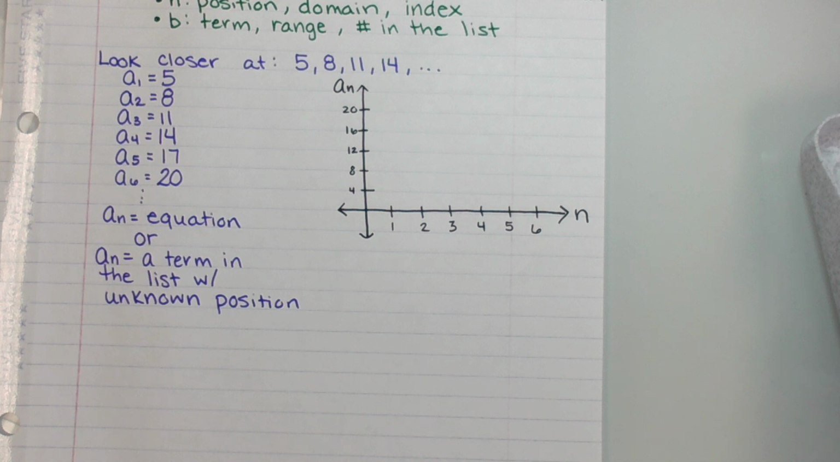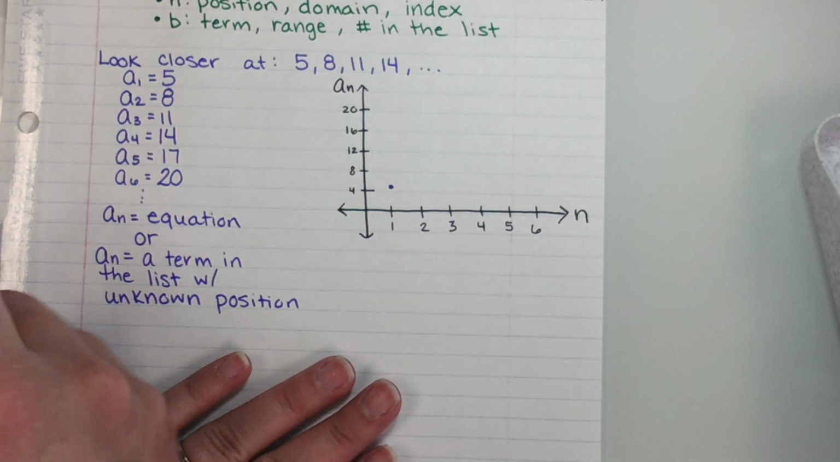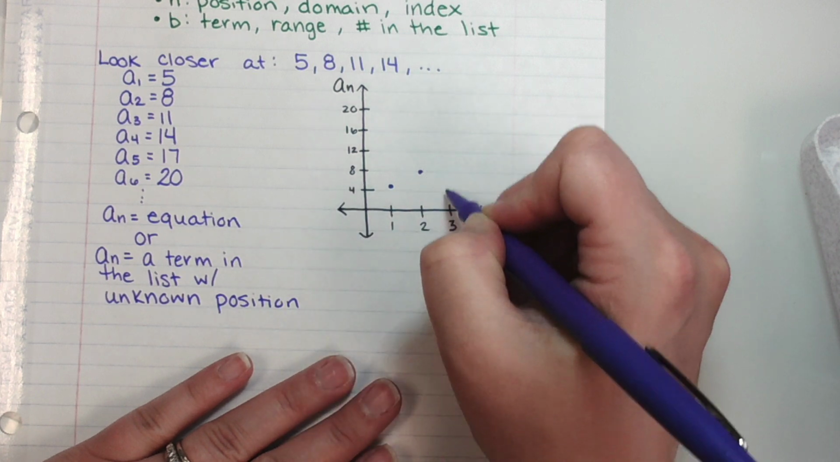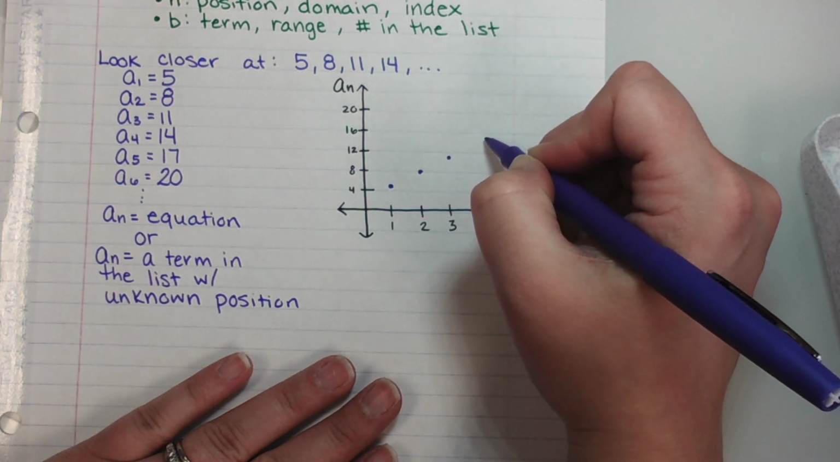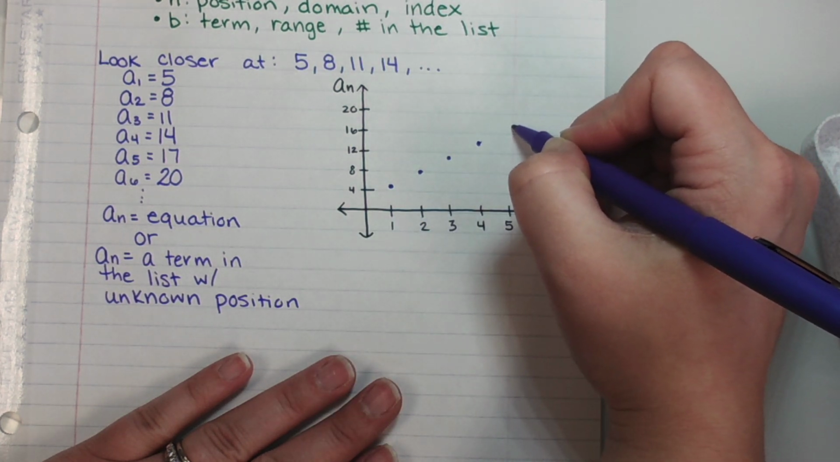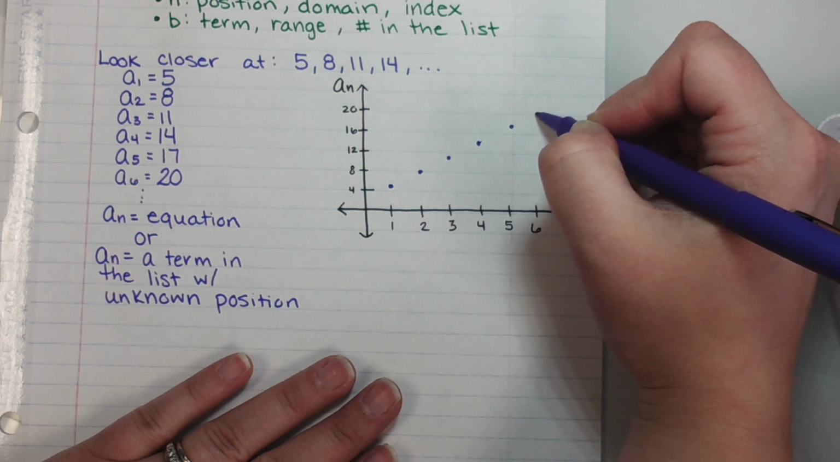And I can start plotting some points. A sub 1 equal to 5 is the coordinate point 1, 5. Because n is 1, output's 5. A sub 2 is 8, the coordinate point 2, 8. 3, 11. 4, 14. 5, 17. 6, 20.